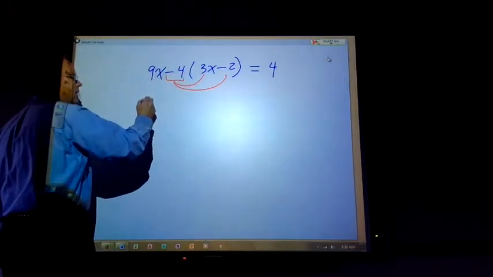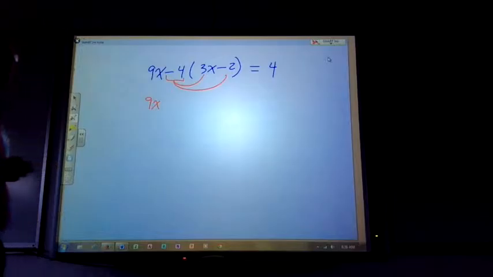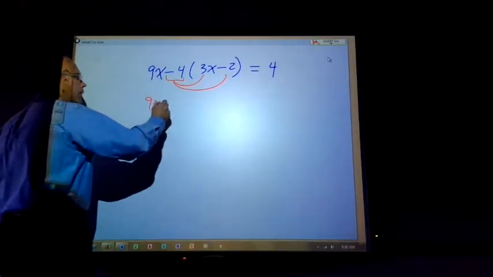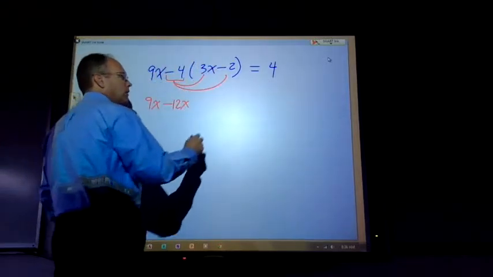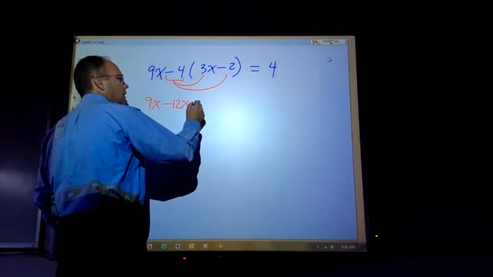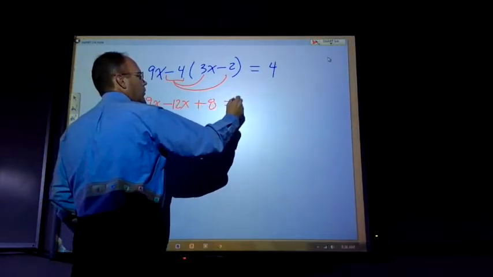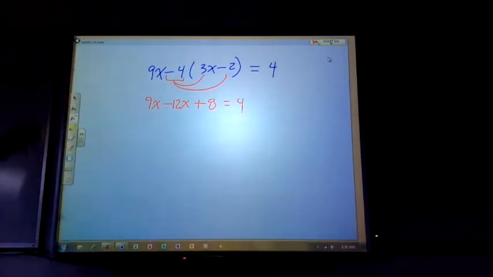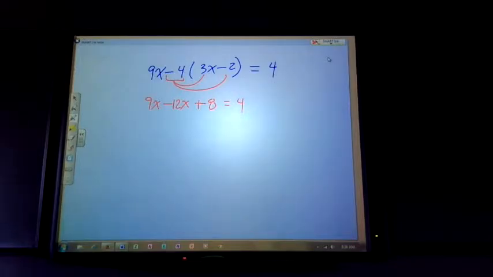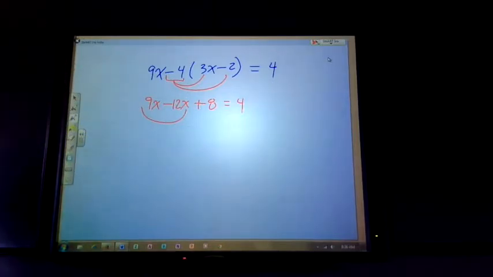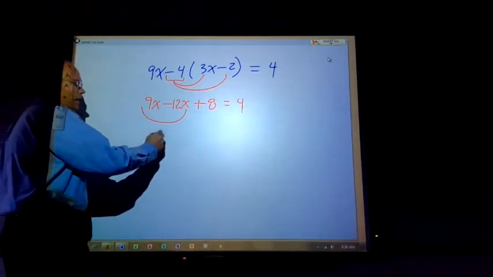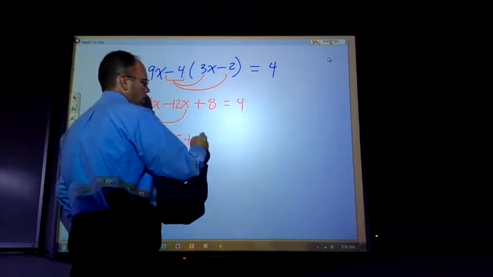So 9x comes down. No math taking place there. Negative 4 times 3x is negative 12x. Notice the x came along for the ride. Negative 4 times negative 2 is positive 8. And then equals 4. So I went from 3 terms now to 4 terms. Great, creating more workforce. Thanks, man. All right. Combine those two together. They are like terms. What do I get? Negative 3x plus 8 equals 4.